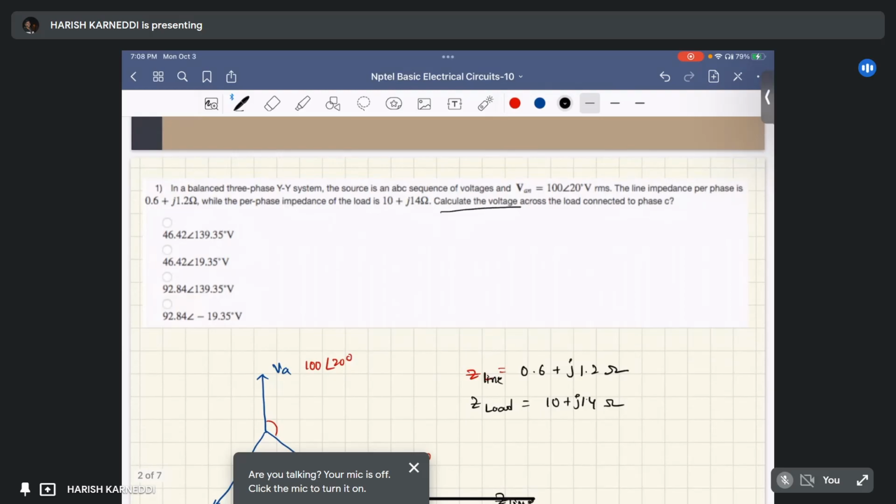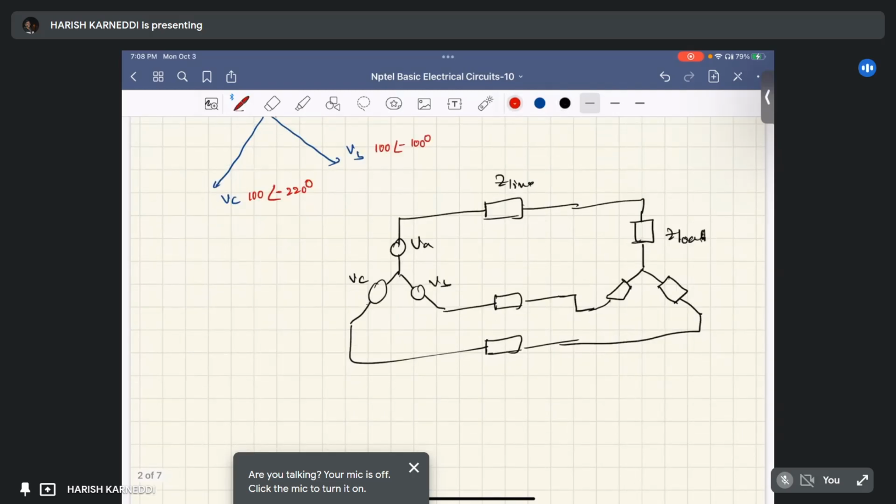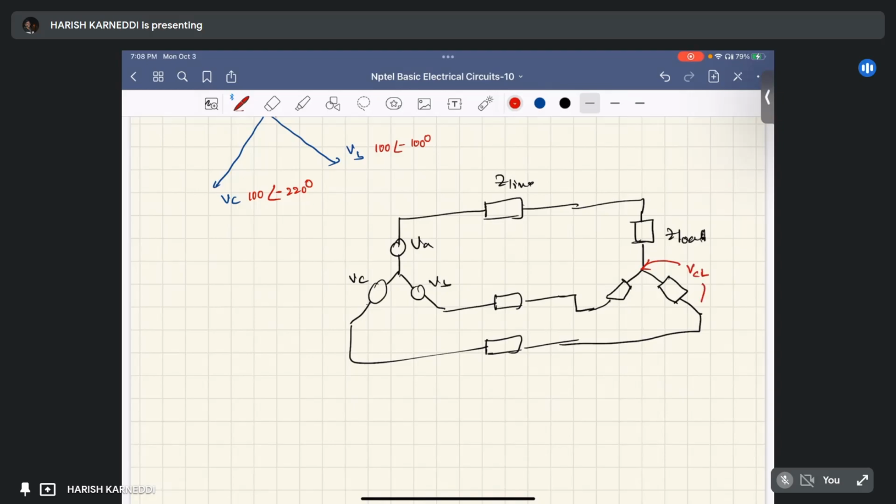calculate the voltage across the load connected to the phase C. It means we have to calculate the voltage across the phase C. Let us suppose this one is phase C. We have to calculate voltage across this point VC. Let us suppose it's VCL, the load. Okay, how can we find out? This is Z load, this is Z line.